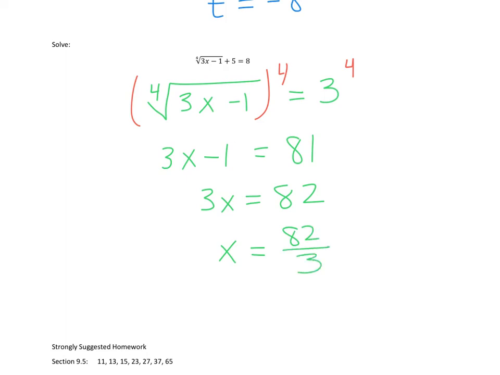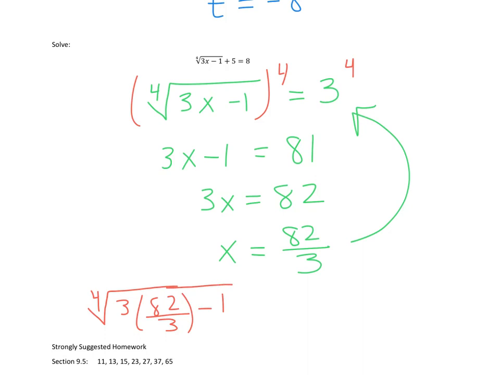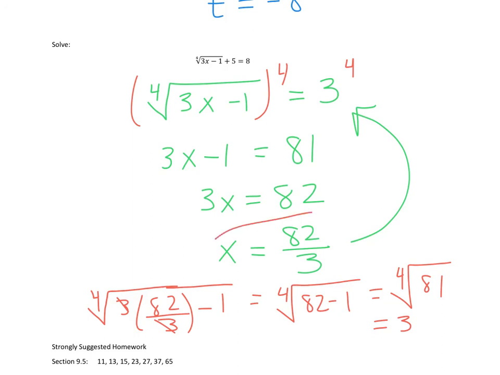Okay, and now just as before, we would plug it back in to check. So is the 4th root of 3 times 82 over 3 minus 1, is that equal to 3? Well, let's see. The 3's cancel, so we're left with 82 minus 1, which is 81. And what's the 4th root of 81? It's 3. Perfect. And so that, whoops, 82 over 3 is our solution.